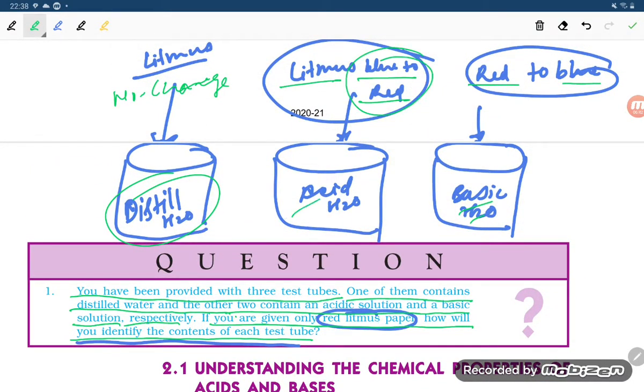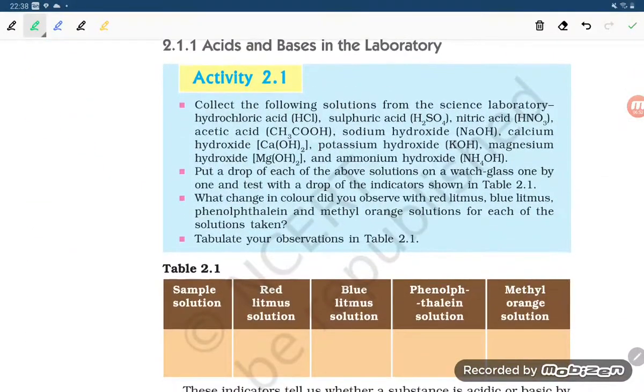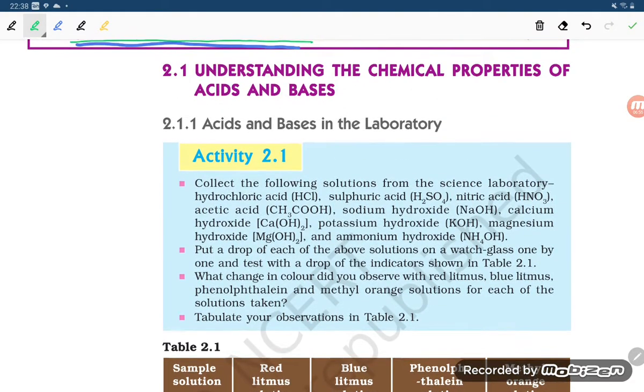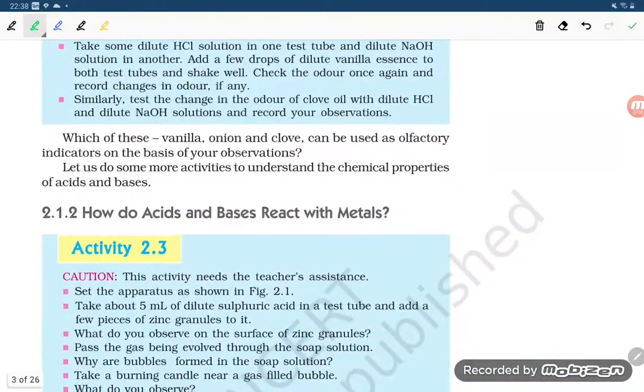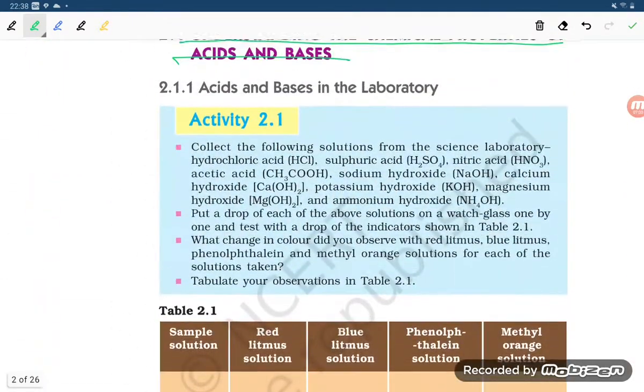You put litmus paper in this water, or put one drop of acid on the blue litmus paper. If it is converting to red, then it is acidic. If it is converting to blue, then it is basic. Okay, now understanding the chemical properties of acids and bases. How can you understand them? Let us read out the slide.